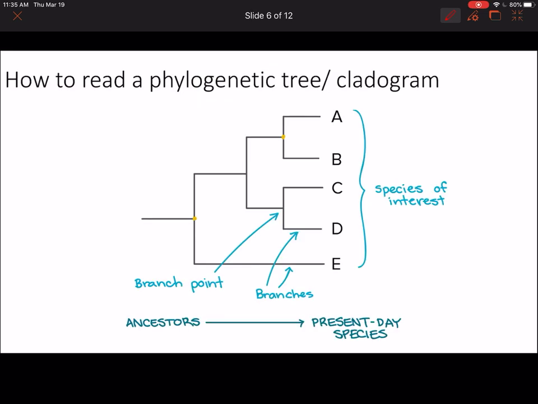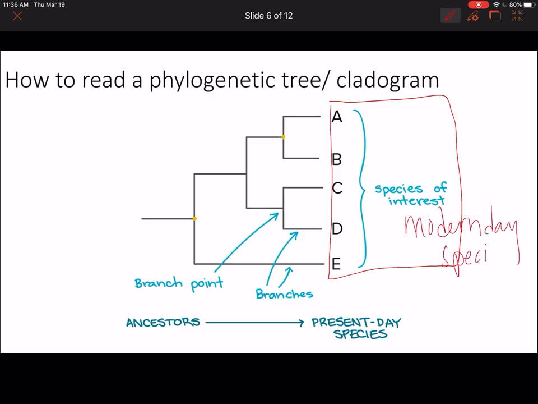Okay, let's take a look at how to read or interpret a phylogenetic tree or diagram or a cladogram, okay? You'll notice that at the top here are our species of interest. These are typically species that we would refer to as modern day species. They are typically alive today, unless we are looking at a diagram of extinct species, okay? And you'll notice that each of these species is connected to a branch, all right? We use a lot of tree lingo here.